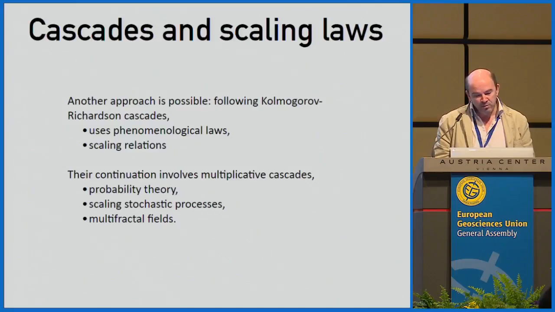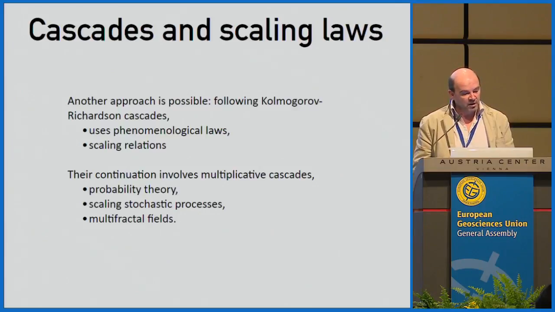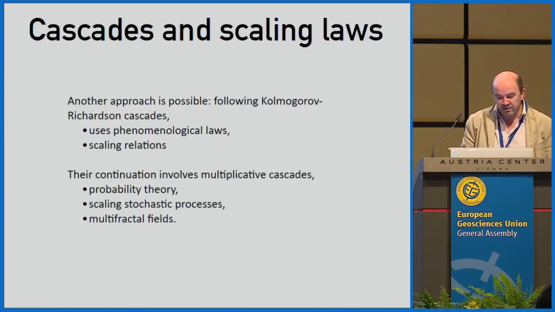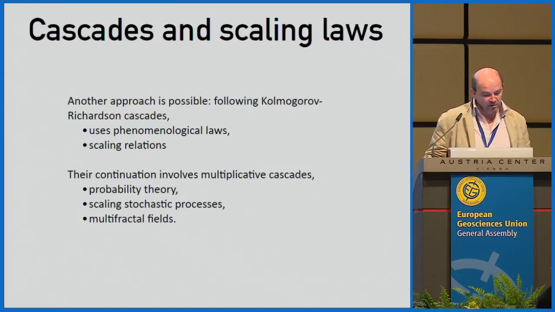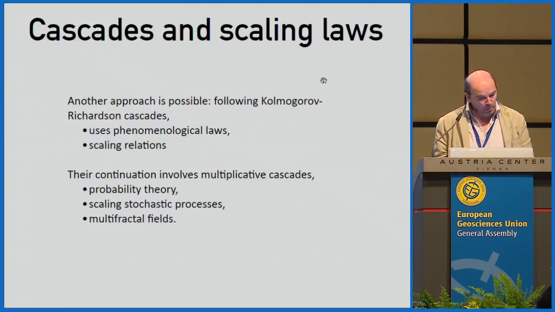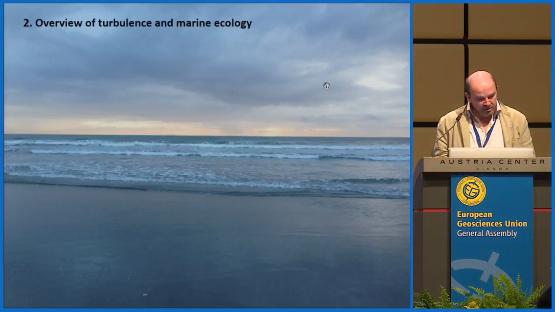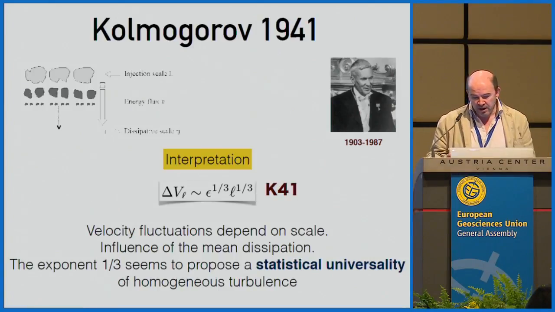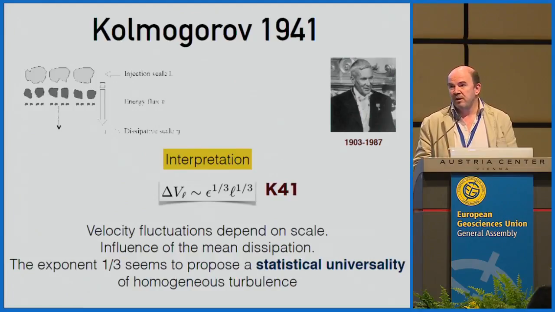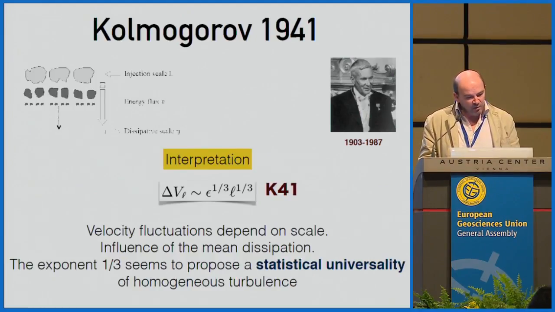And one possible way is to follow a path which has been proposed by Richardson, Kolmogorov, using phenomenological law scaling relations. And now the continuation of this is more or less more mathematical, where we use multiplicative cascades, probability theory, scaling stochastic process, and multifractal fields. So I will make a short overview of what has been done in the field of scaling, turbulence, and marine ecology. So I go back to the framework, which is very classical, with Kolmogorov 41 theory.